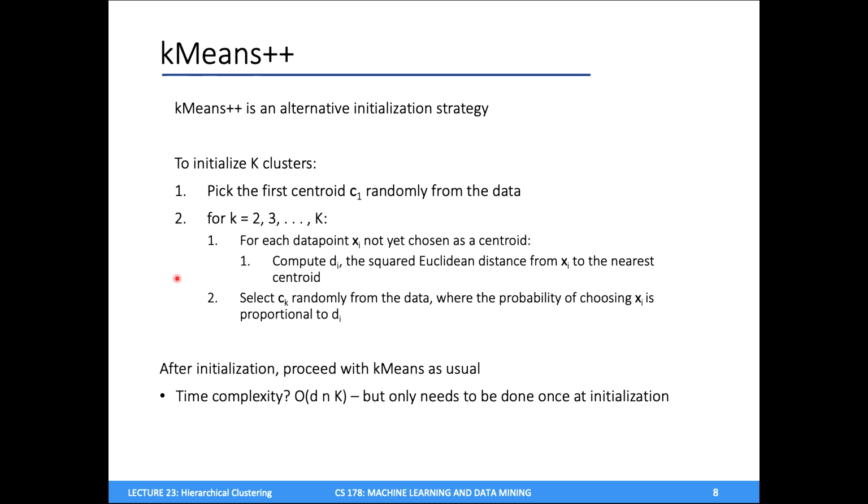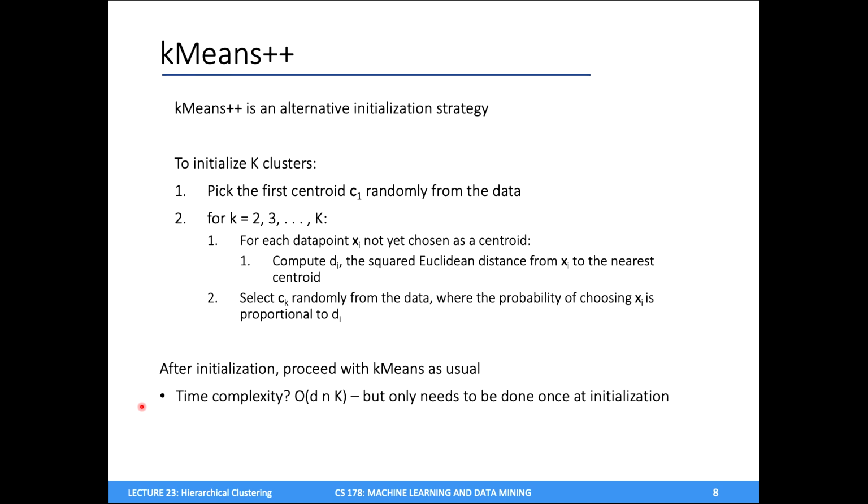Okay, and then we just iterate for each of our remaining k-1 centroids. We do this procedure. So this is just an initialization strategy. It's just a way of picking our initial centroids. And after initialization, we just proceed with k-means as usual, updating in this iterative fashion.